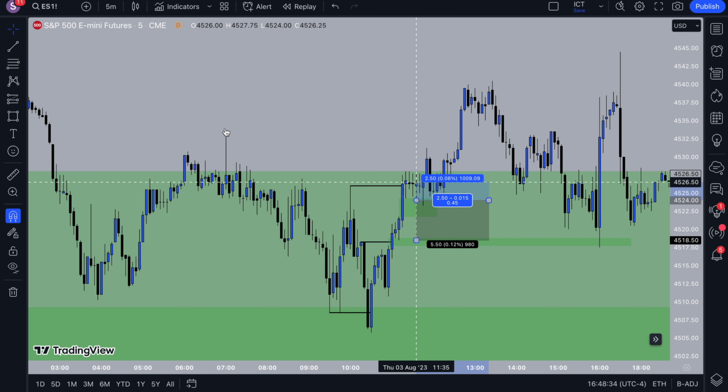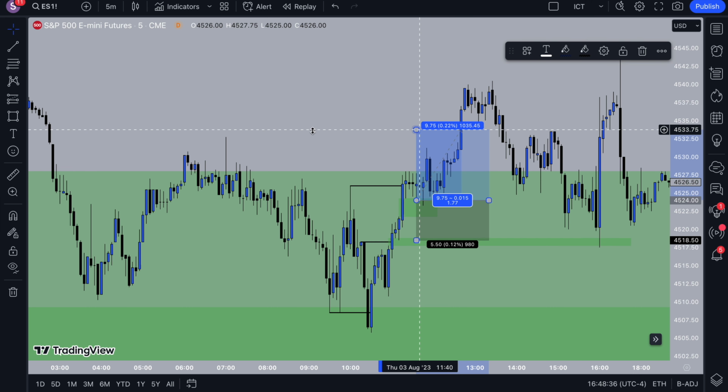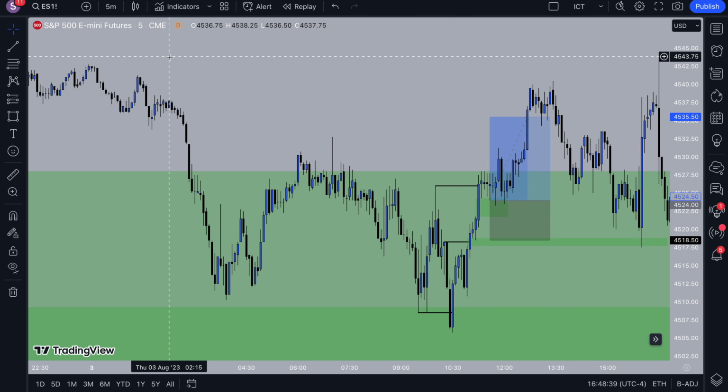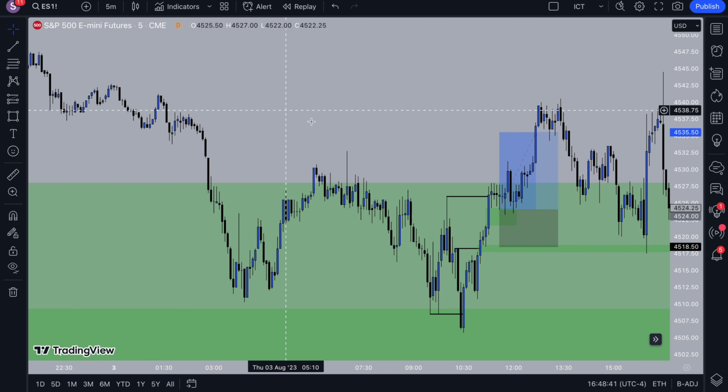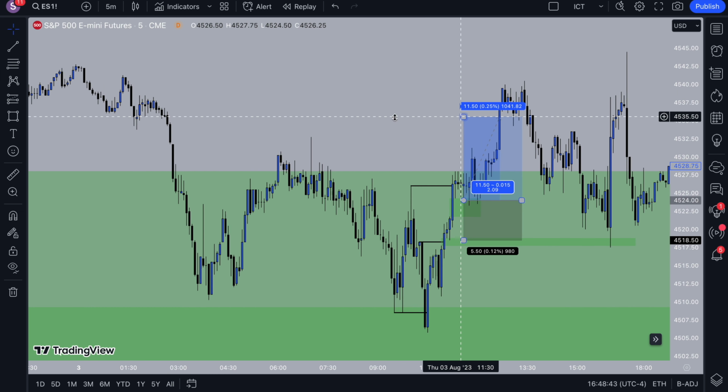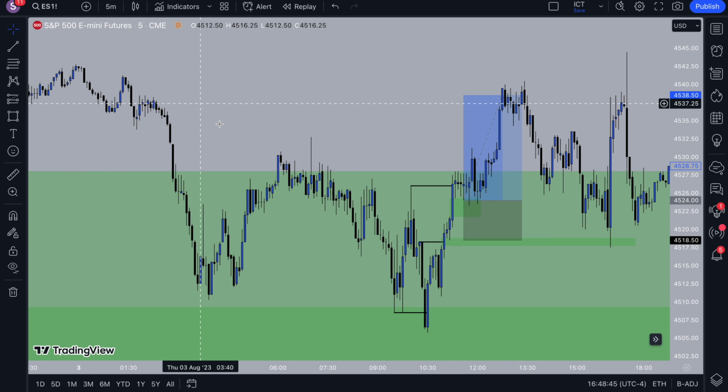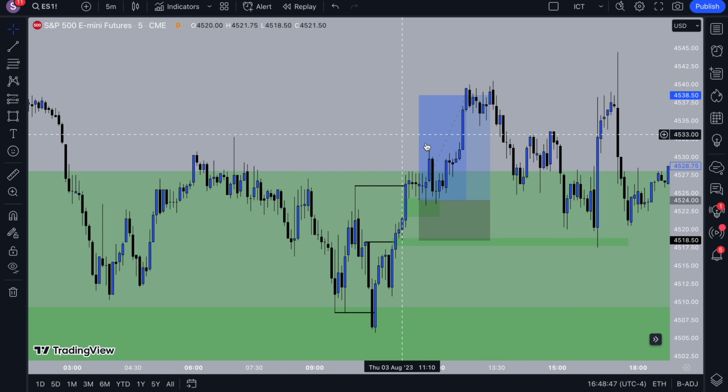You could target this liquidity here, or you could look back and try and fill all this imbalance. Whatever it is you want to do, it turns out that even this liquidity up here got taken. So whatever you want to target, that's up to you. This is just about entries for now.